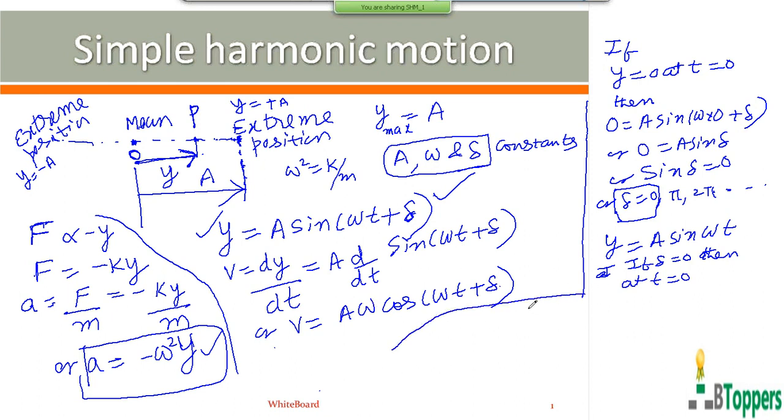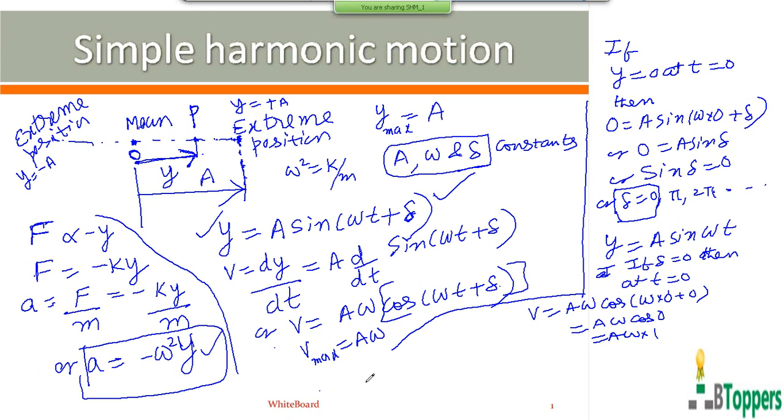you can see this equation, v equal to a omega into cos of omega into t is 0, delta is 0. A omega into cos 0. Cos 0 is 1. So that means the maximum value of cos omega t plus delta is 1. So the maximum value of the velocity of the particle in SHM will be equal to a into omega, which we call velocity amplitude. You can observe that if delta is 0, velocity is positive at t equal to 0.